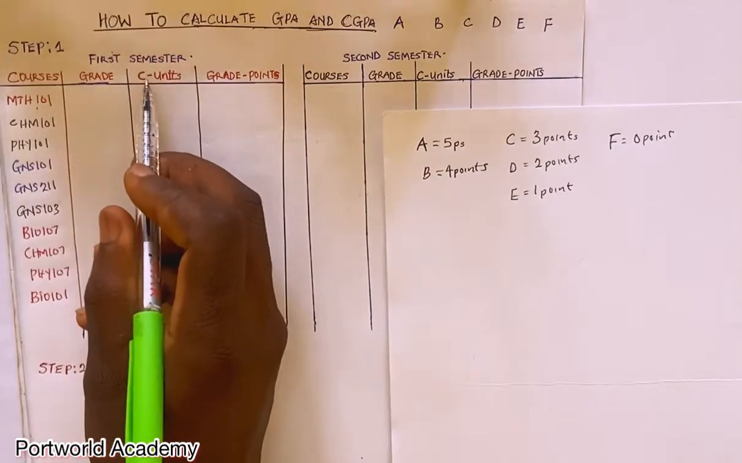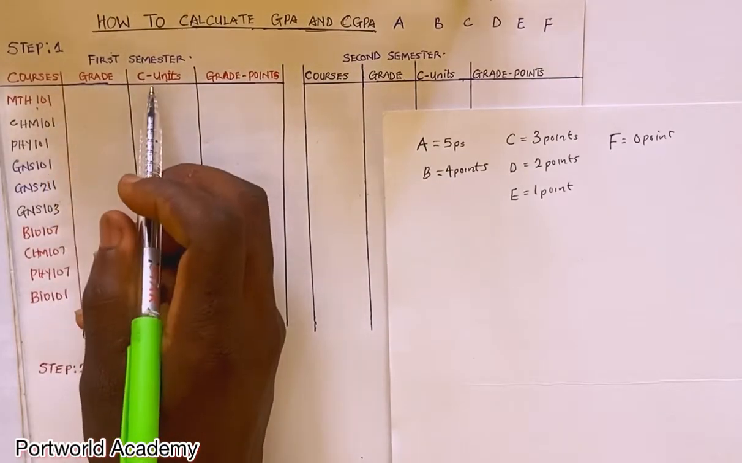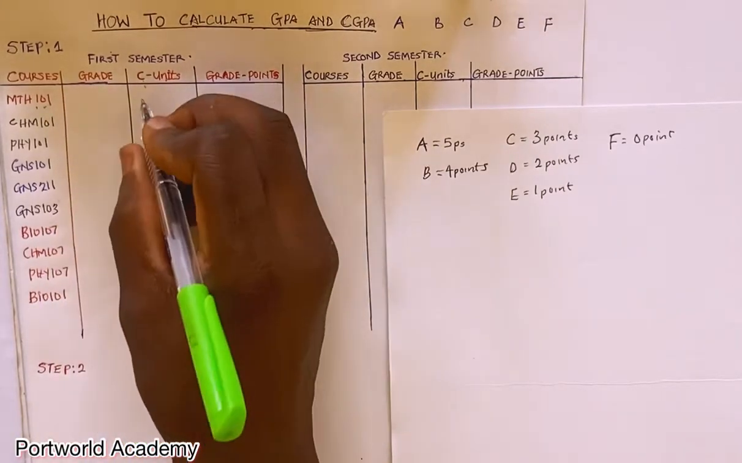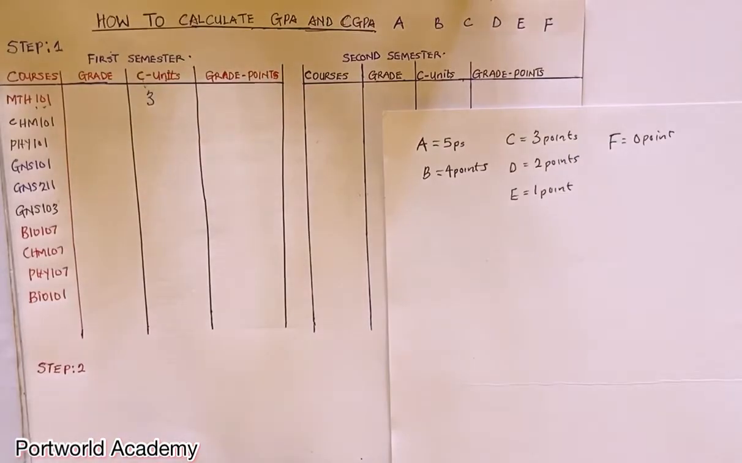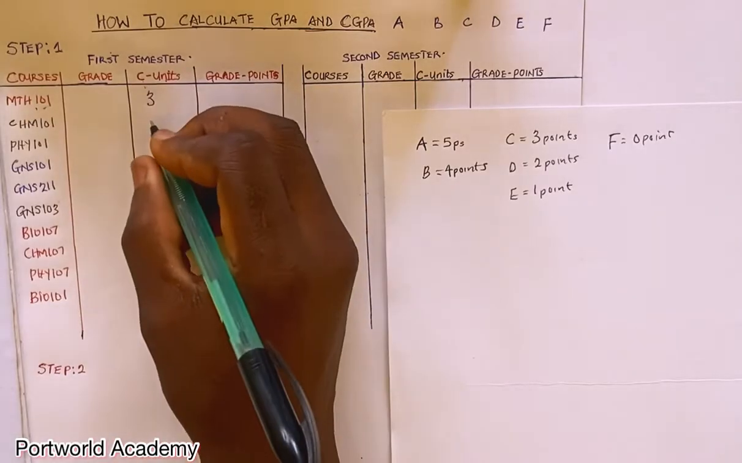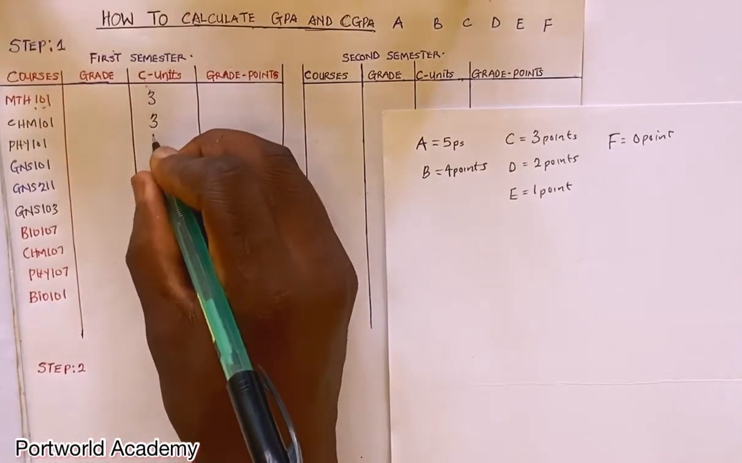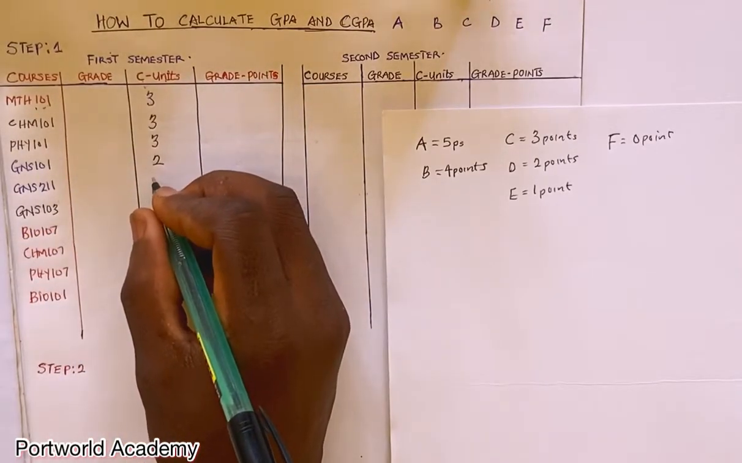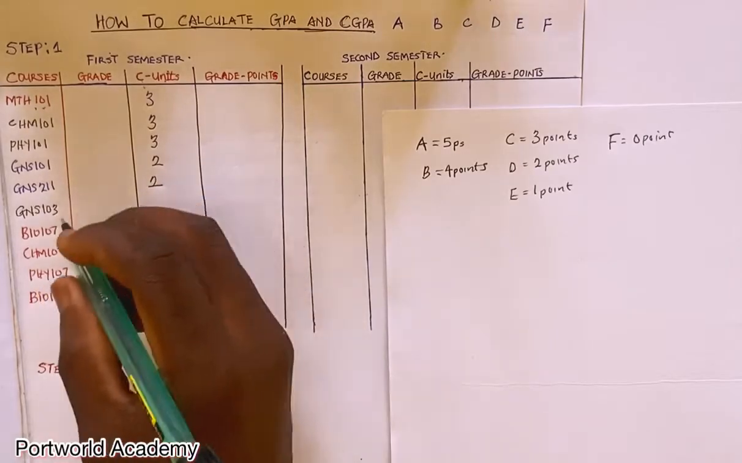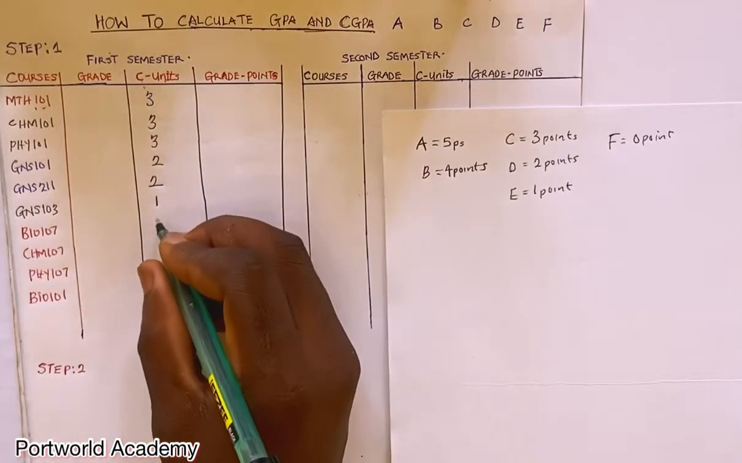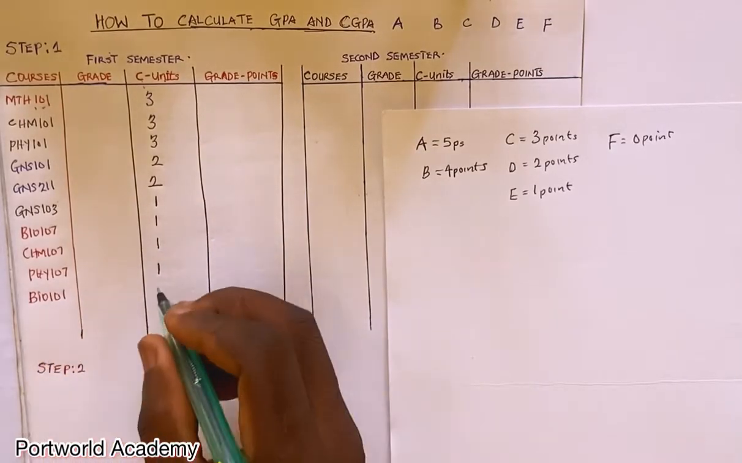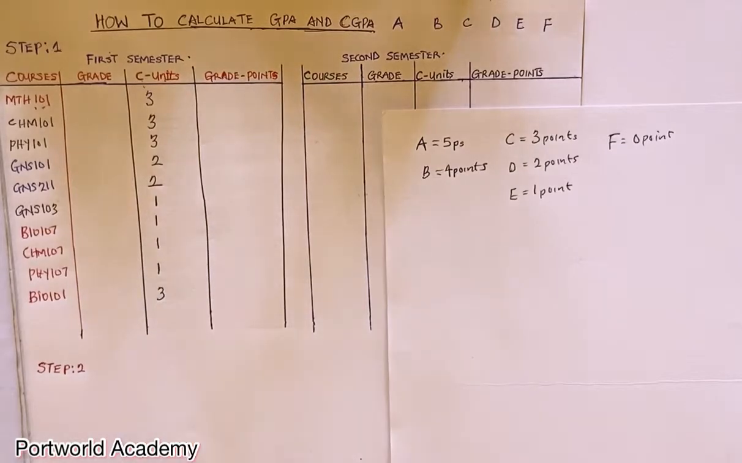Then you come back to your credit unit, or you call it course units. How many units is this MTH? MTH is just 3 units. Then you put it out here. Then what of CHM? How many units is CHM? Your CHM is a 3 units course, and let's say this also is a 3 units course. GNS is a 2 units course. GNS 211, let's say this is also a 2 units course. Then you have 103 to be a 1 unit course. Then the 107 practicals are 1 unit each. Then you have your Biology 101 to be a 3 units course.